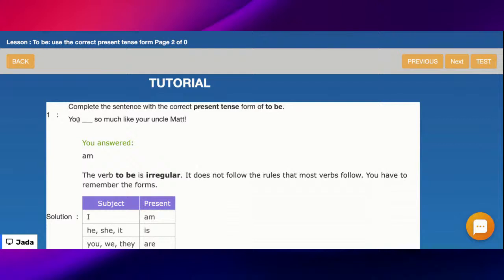You dash so much like your Uncle Matt. So you what? Remember that you goes with are. So you are so much like your Uncle Matt.